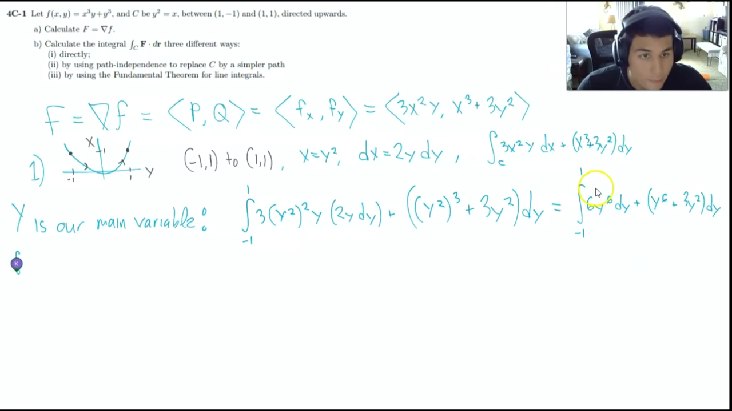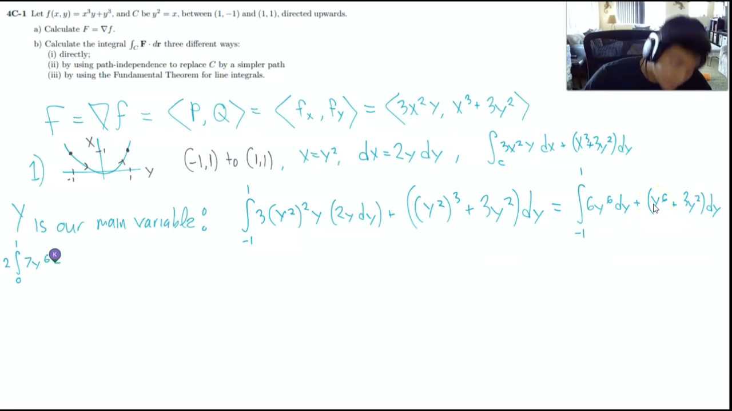But before we do that, we have a 1 here, and we have a negative 1 here. And we have all even powers in our integrand. Okay, so I'm going to write this as 1 to 0 times 2. And we see a 6y to the power 6 and a y to the power 6. We're going to add them. 7y to the power 6. And we have a 3y squared here. dy.